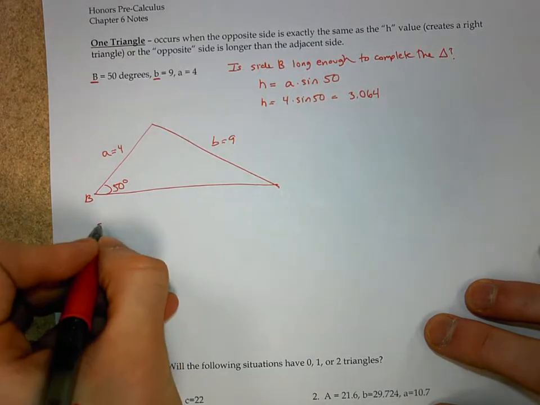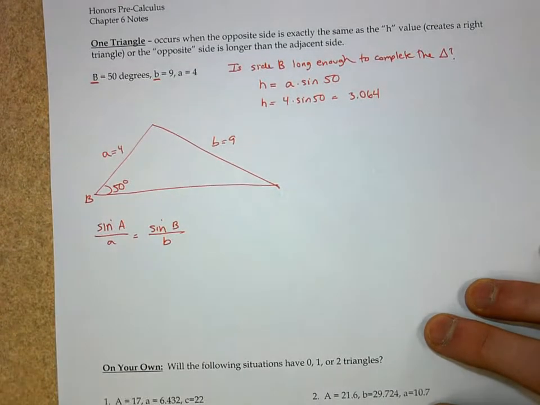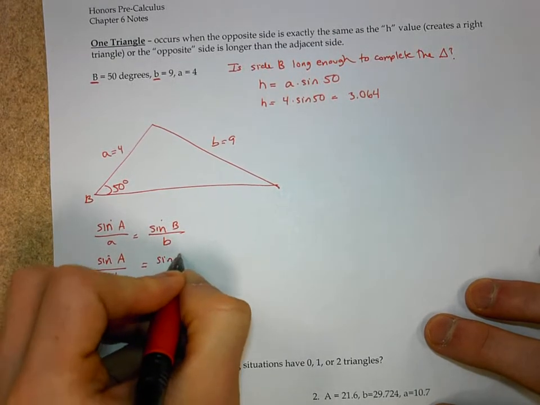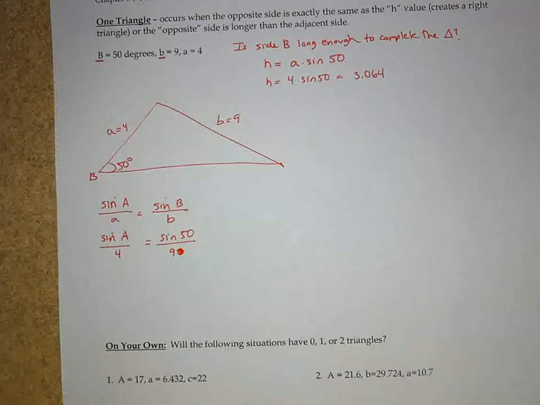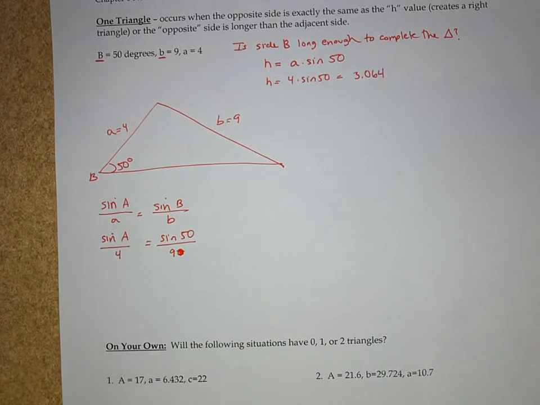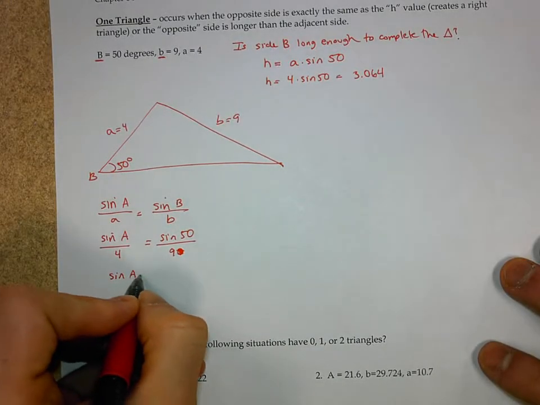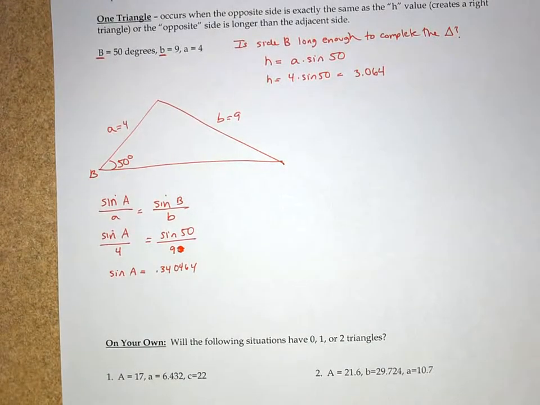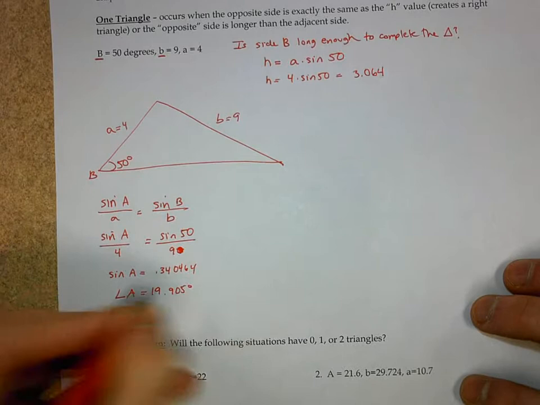I need to find side A. So sine of A over A equals sine of B over B. Actually, I need to find angle A. So the sine of A over 4 is equal to the sine of 50, not 90, over 9. So 4 times the sine of 50, and then we'll divide that by 9. And I will get that the sine of A is 0.340464. We'll take our sine inverse, and I will get that angle A is going to be 19.905 degrees.